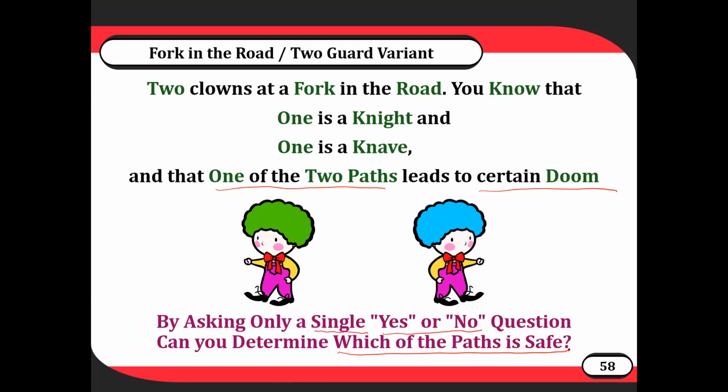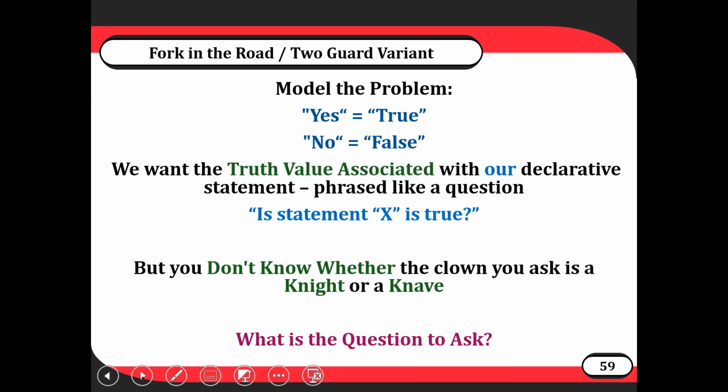So let's examine the problem. Let's model it a little bit. Of course, yes is true and no is false. So if I ask, for example, should I go down this path, or does this path lead to certain doom? If they say yes, or actually no, that's not even right. There's a mistake, and that's mine. So ignore this.